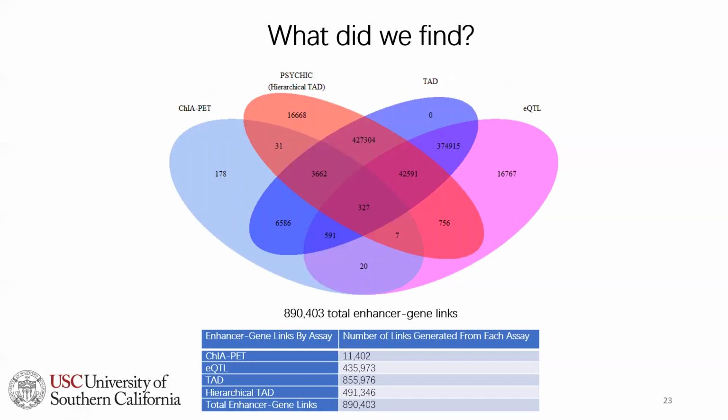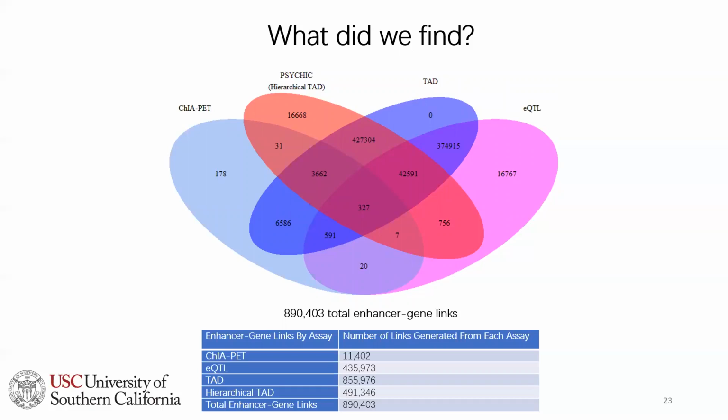So here you can get a sense for how many enhancer gene links were found across all four of these assays, both from the Venn diagram and the table. Now remember when looking at the table that the links in each assay may also be included in the number of links for another assay. Many enhancer gene links are supported by multiple assays, which is why the lines in the table do not sum to 890,403, which was the total number of enhancer gene links found overall.